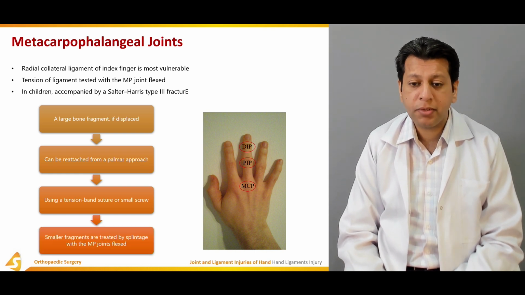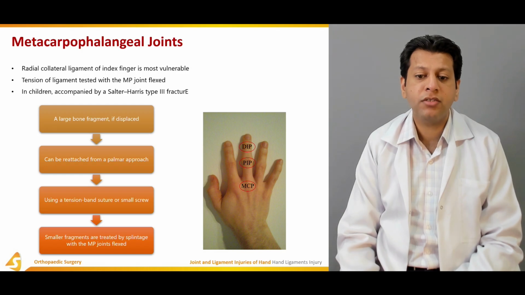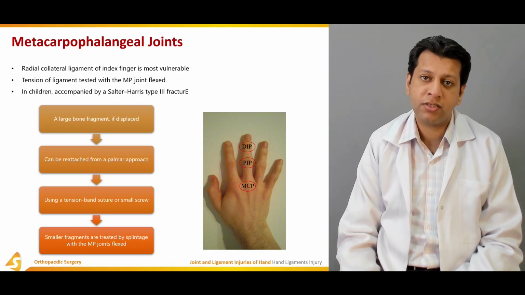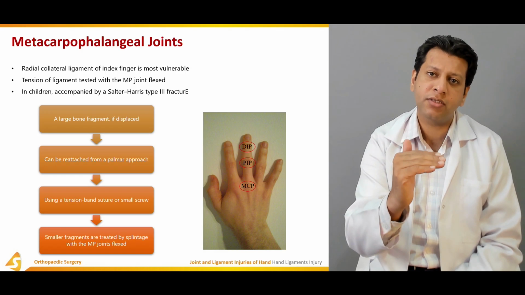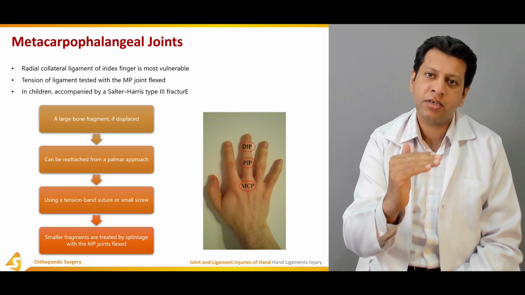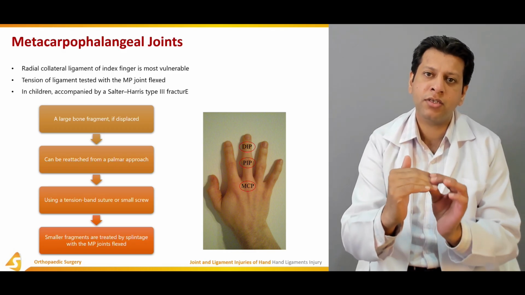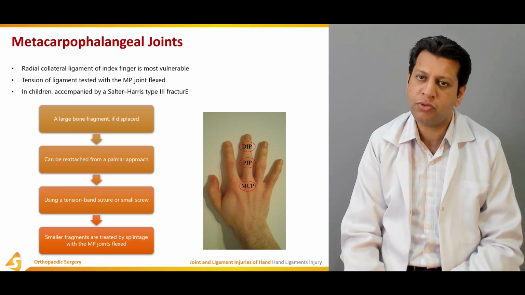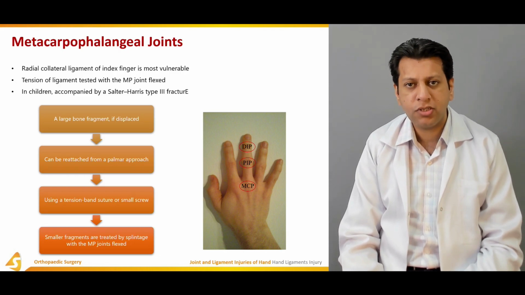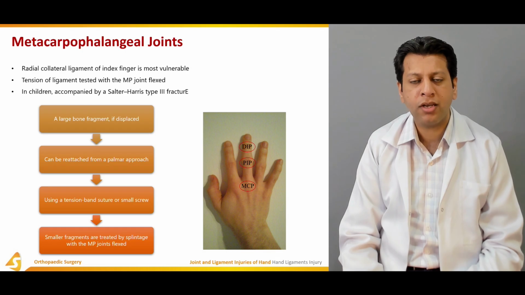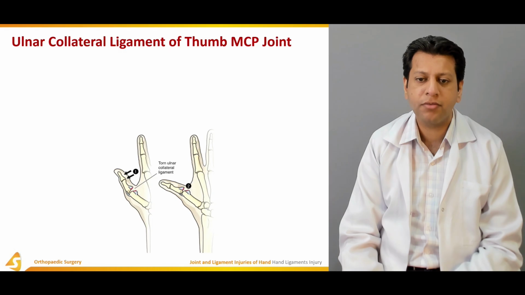If very small fragments are there, they can be treated with splintage with the metacarpophalangeal joints flexed. Usually the common position of the hand is this: 90 degrees of flexion at the metacarpophalangeal joint and extension at the proximal and distal interphalangeal joints. Why is this position kept? So that the bone and ligaments are under the least stress and can heal easily over time.